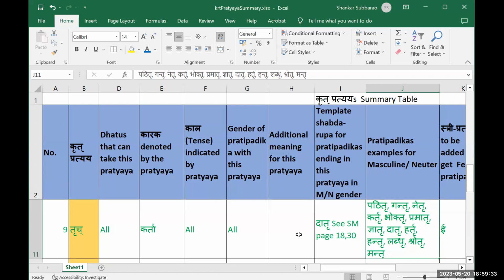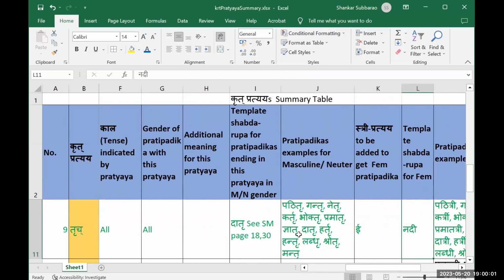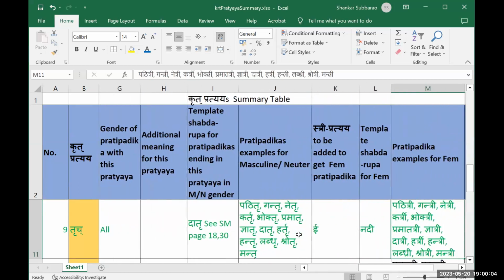If it's feminine, don't try to decline like matru, you'll be in trouble. Pitru, matru are relative words, relational words. There's a subtle difference between how relational words are declined and how these words which are added to a dhatu are declined. That's why I said look at page 18 and 30, so that you don't make the mistake of using pitru as a template. They're very close, but not exactly the same. If it's feminine, you have to add an ee to this. You will get Pathitri, gantri, netri, kartri, bhoktri, etc. Decline like Nadi. Is it clear?